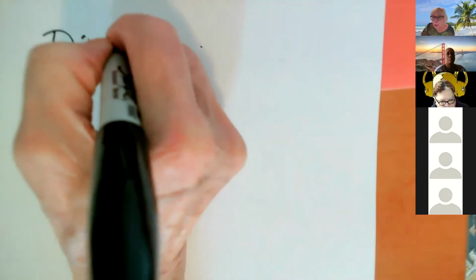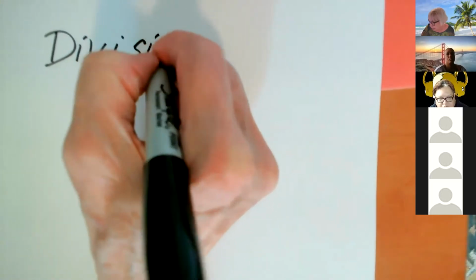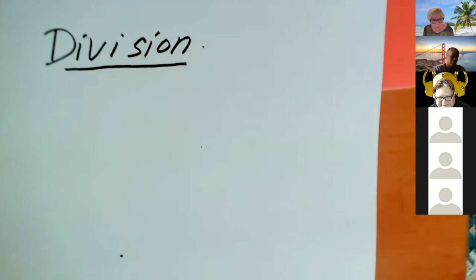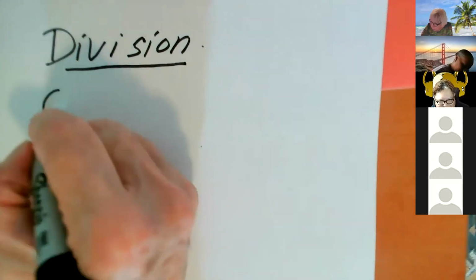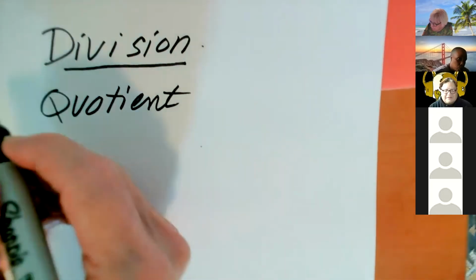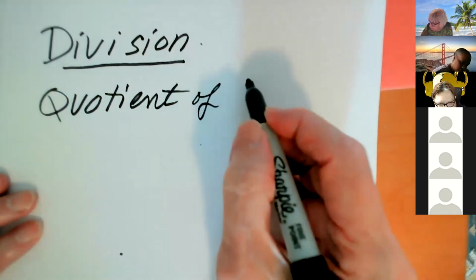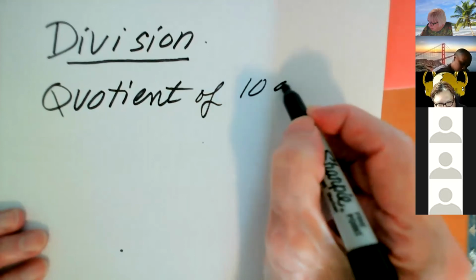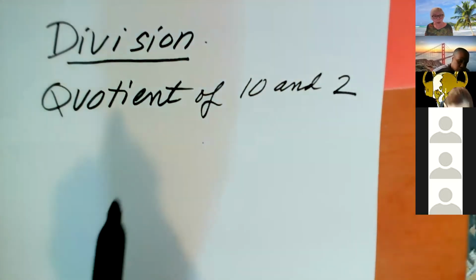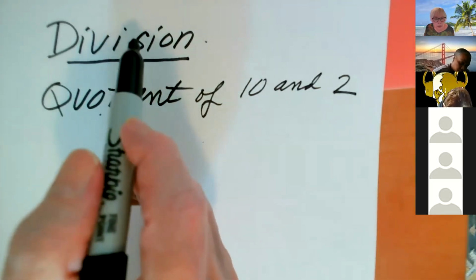I want to do one more. Well, I don't know, I can never stop talking. Division. The keyword is quotient. Find the quotient of 10 and 2. Quotient is telling you to divide.